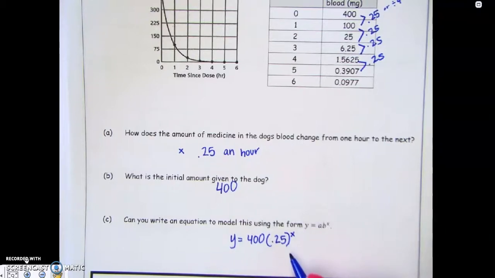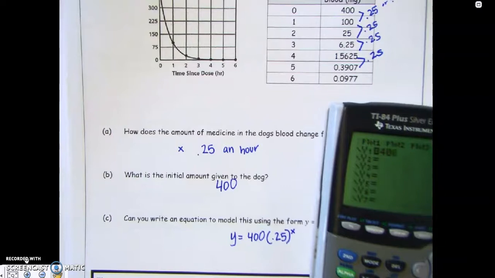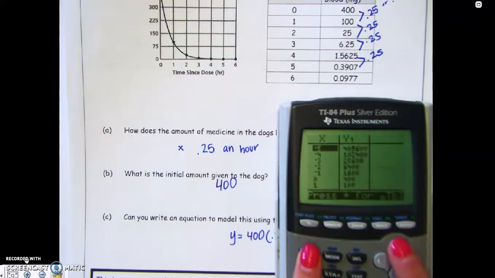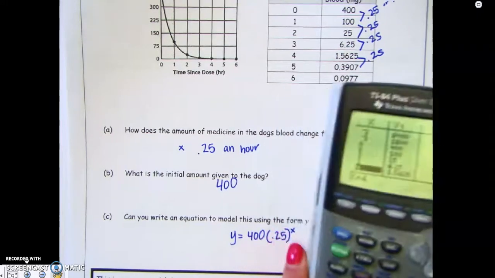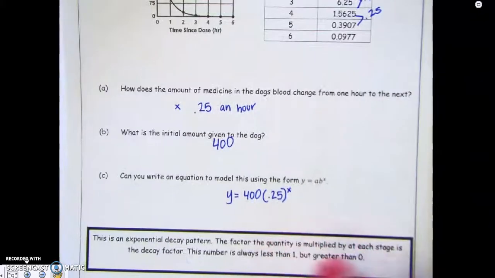And if you're not sure if that's right, you can always type that into y equals and look at the table. Maybe not the graph. Well, the graph, but the table, and when you get to 0, it should be the same as what's in the table that they gave you. So I know that that's correct because those numbers are the same. So this is what we call exponential decay.